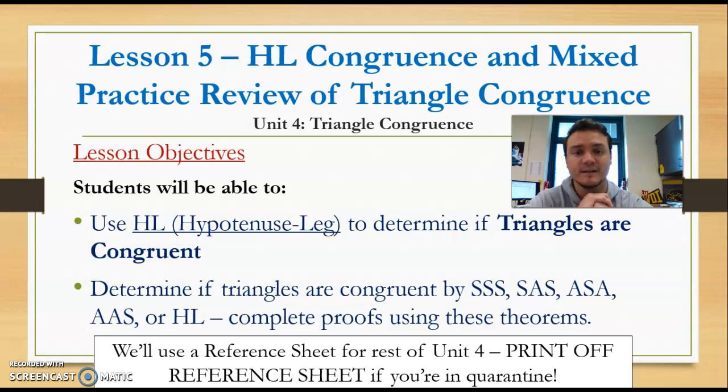This is the last congruence theorem that we need to look at when dealing with triangles. So this lesson 5 deals with HL congruence. That stands for hypotenuse leg. We're going to use that to determine if triangles are congruent, and then we're going to do a quick run through, like a mixed review, of how SSS, SAS, ASA, and AAS are used to basically solve problems.